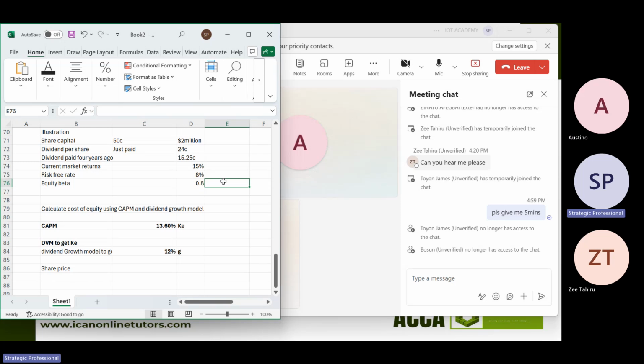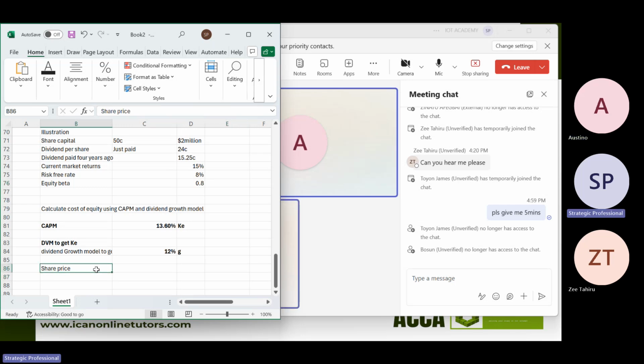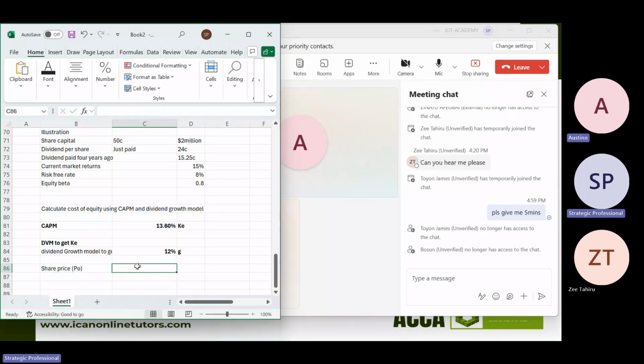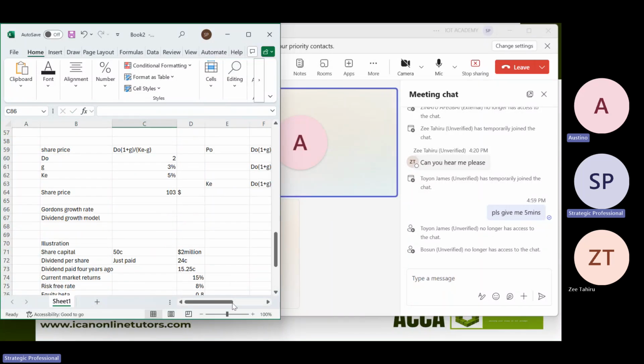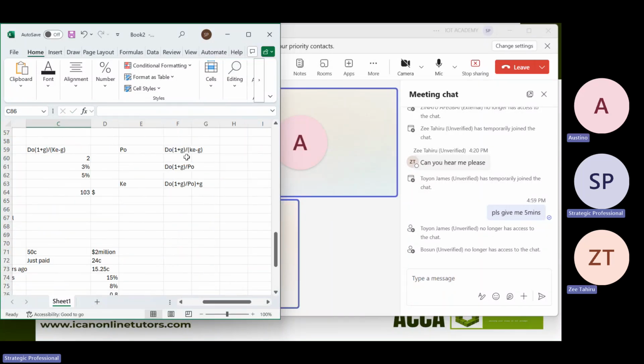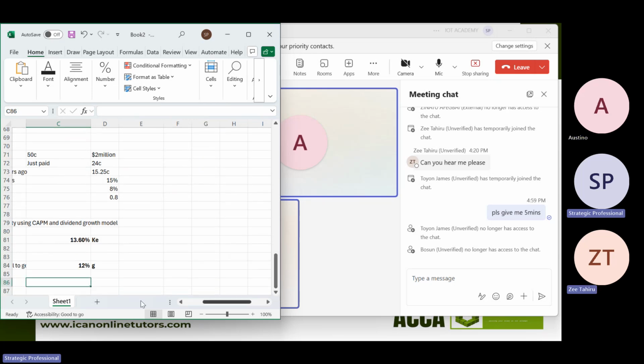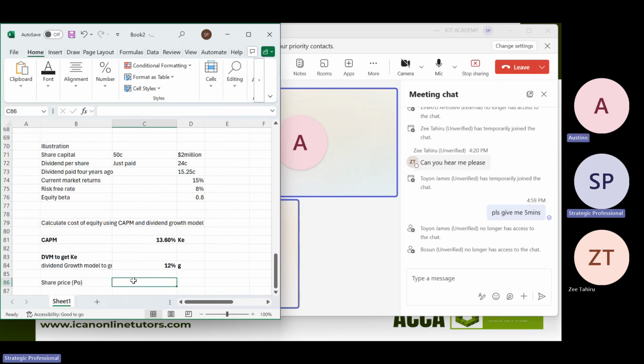So let's say they give you a question and they tell you to use the DVM, the dividend growth model, to calculate your cost of equity. That's what you use, the one we did before. That's how you go about it. So now on this one, let's calculate the share price, which is P0. For P0, what do we do? Now we bring the formula. So we use D0, and our D0 will be what now?